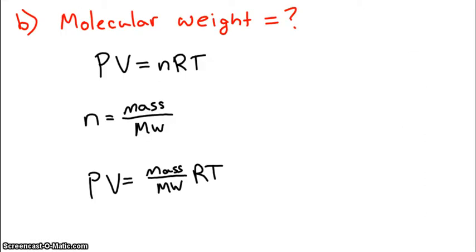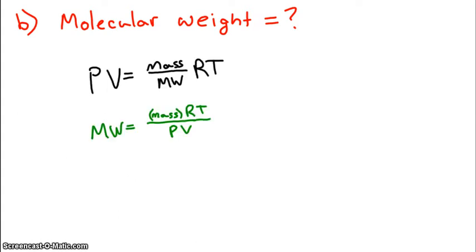Part B asks us to solve for the molecular weight. To do that, we're going to use the ideal gas law, PV equals nRT. Knowing that moles is equal to mass over the molar mass, or molecular weight, we can substitute this expression into the ideal gas law. PV equals mass over molecular weight times RT. Rearranging the equation to set it equal to molecular weight, you get this, what is in green.